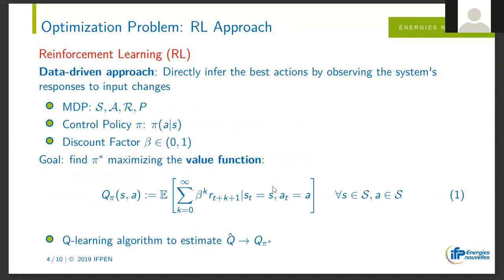So during my work, I tried to see whether a data-driven approach like reinforcement learning could provide a solution. In reinforcement learning, we directly try to infer the best sequence of actions, or policy, just by observing the system's responses to changes in the input. In our case, the system is the wind farm, the inputs are the yaws, and the output is the total power production of all the turbines. So we reformulate our objective as a maximization of an expectation of the sum of discounted rewards, with the reward being a signal that will guide the learning of the agents. Then we can use existing algorithms in the reinforcement learning literature, like Q-learning, which will converge toward the optimal policy.